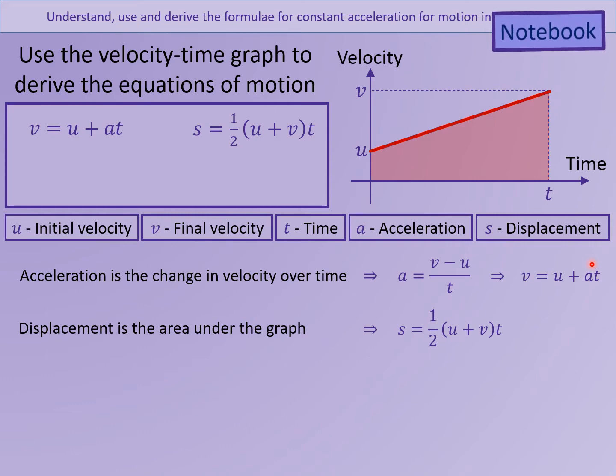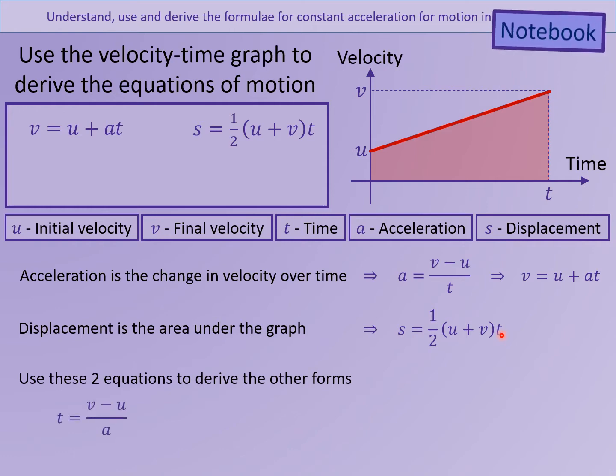Now the other three equations of motion can all come from these two, and essentially they all involve rearranging this first one here and substituting it into this second one here. For example, if we rearrange v equals u plus at to give us t equals v minus u over a, we can then substitute this into the second formula that we have.